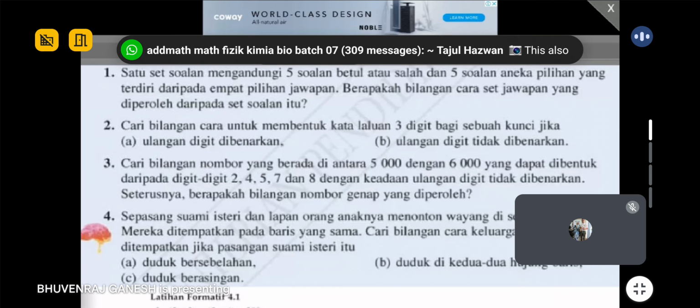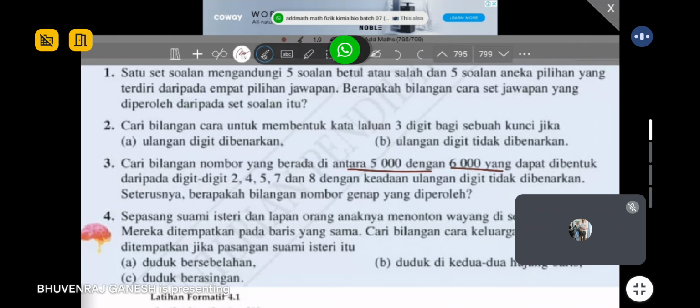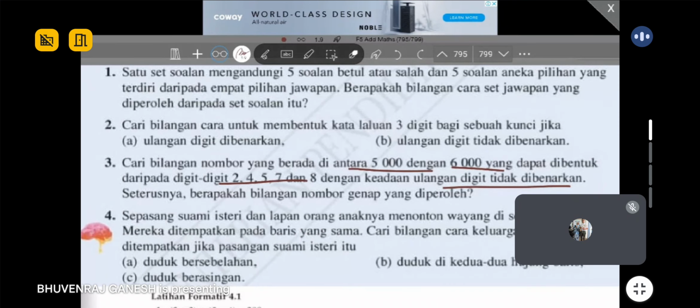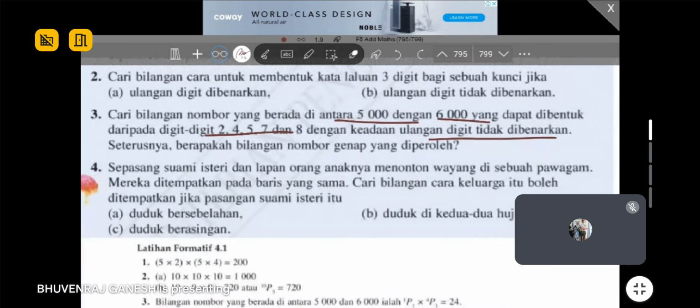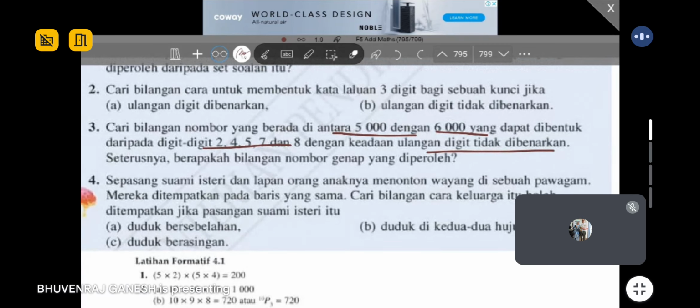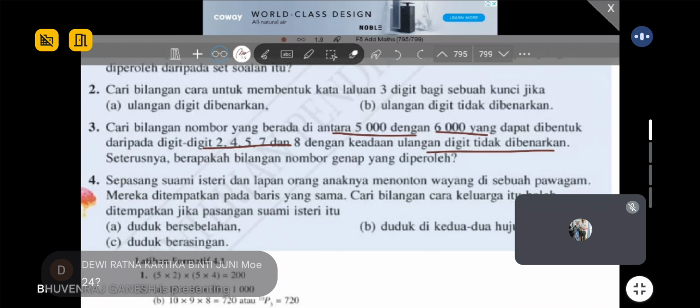Soalan nombor 3. They say how many numbers between 5,000 and 6,000 from all these digits, no repetition, tanpa pengulangan. So how should I do this? This one might be slightly more challenging, but I think you still can do it. So anyone? Nombor 3. Mereka nak bilangan nombor. So what will be your answer?